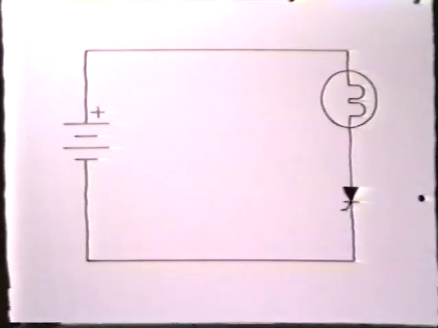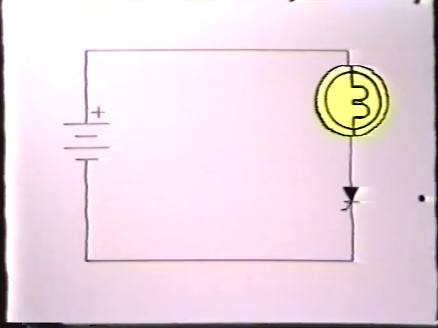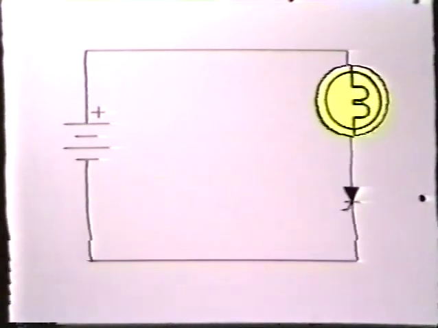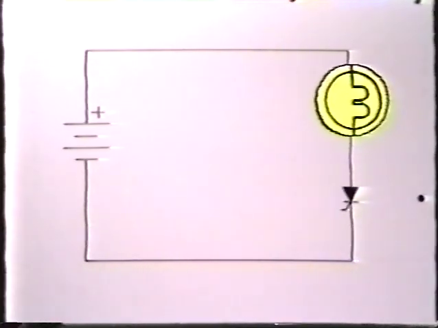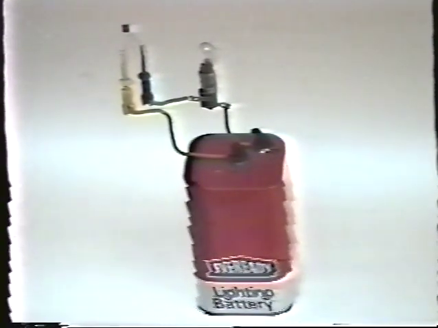As long as the SCR is turned off, no current flows through the SCR at all. However, when the SCR is turned on, current will flow from the positive terminal of the battery through the lamp and through the SCR and back to the battery. When the SCR is turned on, it behaves like a normal diode, and since it's pointing the same direction as the current flow, the lamp will be lit. Let's take a look at the actual demonstration circuit itself.